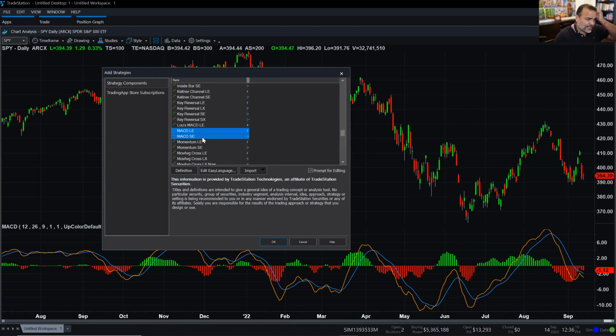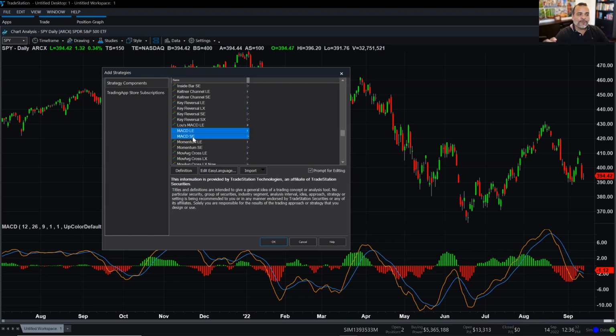And a lot of times you're gonna see strategies listed here. It appears to be multiple times. Like if you see key reversal is listed 4 times, but each one of these pieces have a different suffix. In this particular case, the LE stands for long entry and the SE stands for short entry.